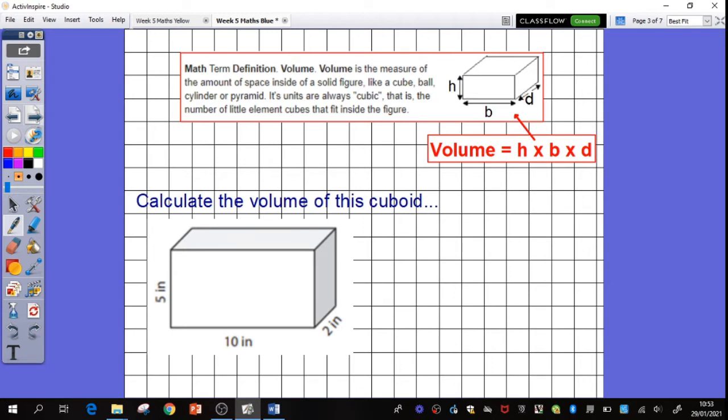Volume is the measure of the amount of space inside a solid figure like a cube, a ball, a cylinder or a pyramid. Okay, so if I take my cuboid up here, the volume is the space inside.